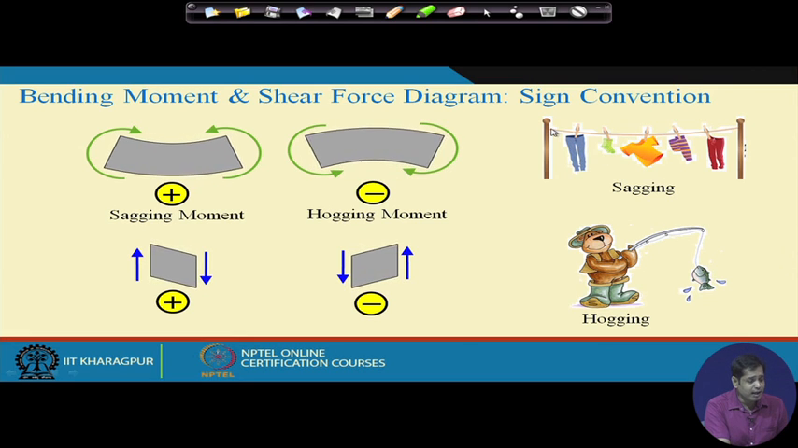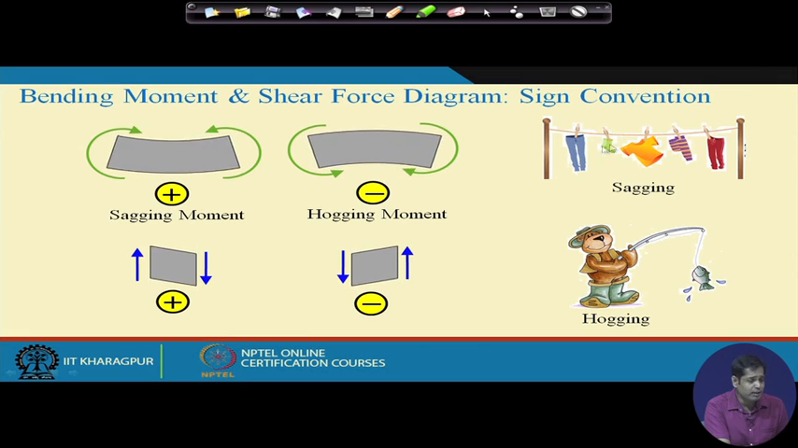An example of sagging moment is a very common cloth hanging rod that we can see in households. You might have observed that the rod experiences sagging like this.